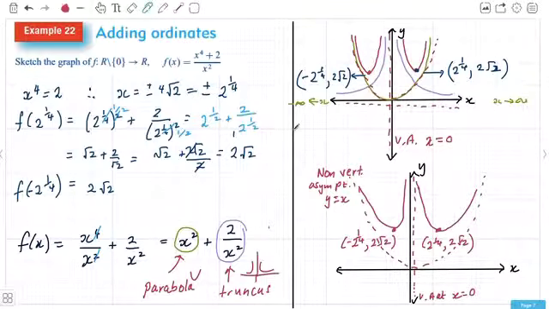So our graph, x to the power of 4 plus 2 on x squared, is really just the addition of the two graphs: x squared, which is the parabola and turns into our non-vertical asymptote, and the truncus 2 on x squared. And you can see the resulting graph from addition of ordinates there in red.